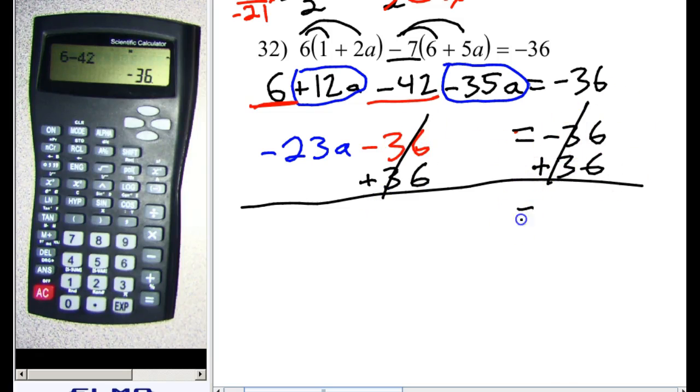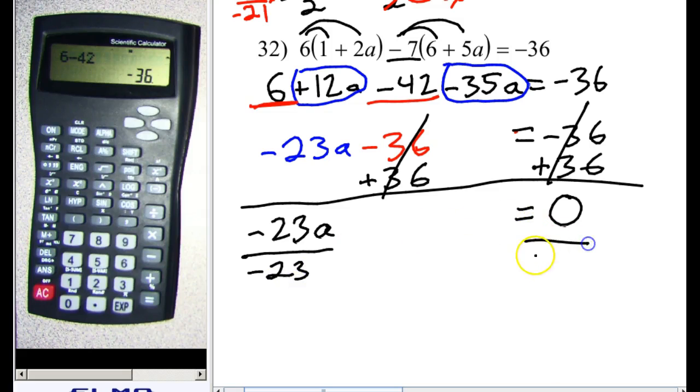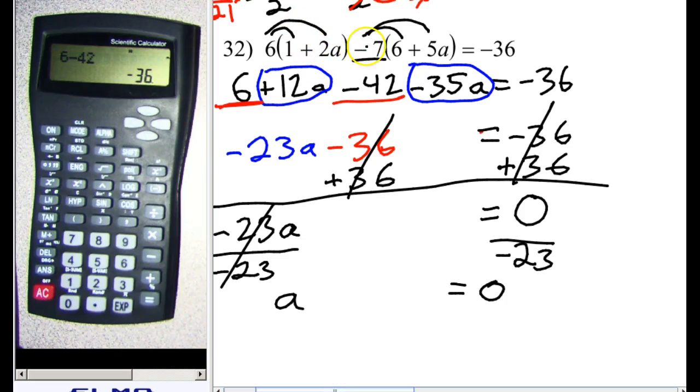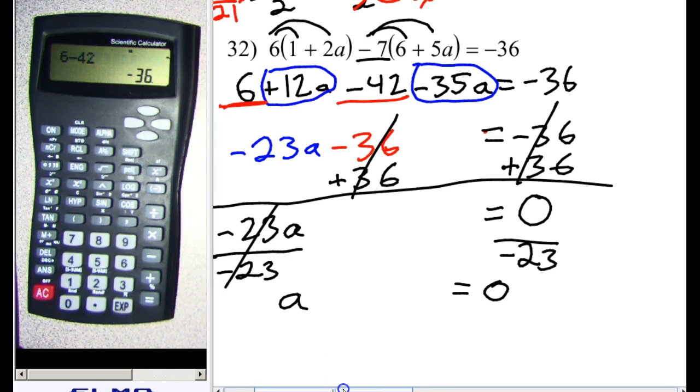So since nothing left on the right-hand side, it's 0. 36 minus 36 is 0. So this is asking negative 23 times what number equals 0. Okay. Finish it up by dividing both sides by negative 23. Right, so we get a equals 0 divided by negative 23 is 0. So we get an answer of 0. We do have a solution, so don't say no solution or infinite. We do have an answer. It is 0. We can plug it in here and here, and we would get the same number on both sides, negative 36.